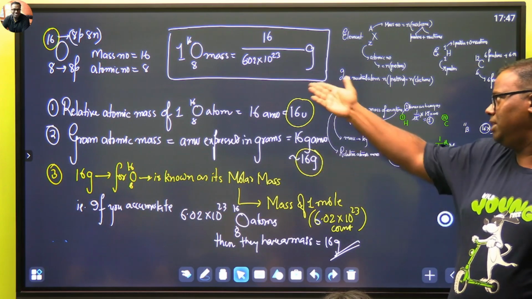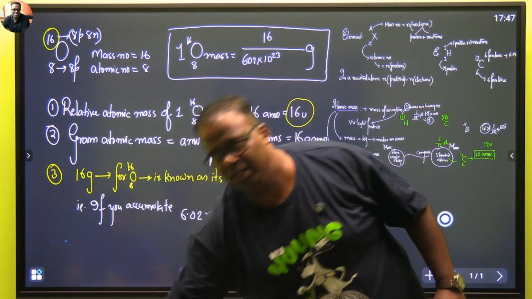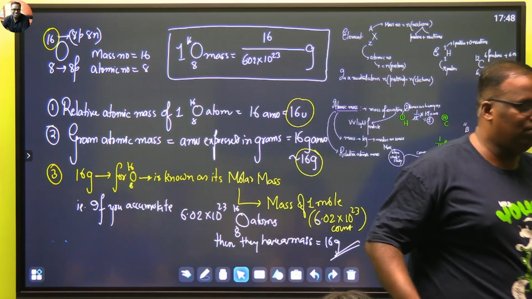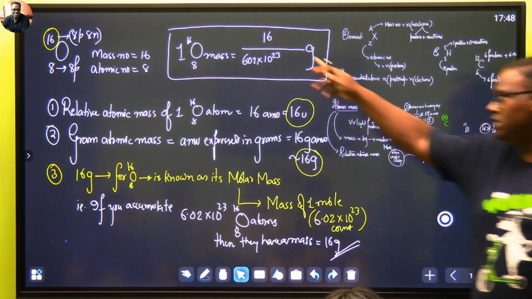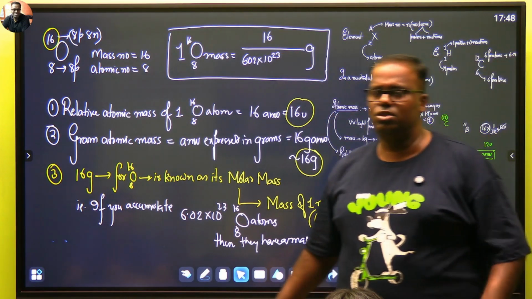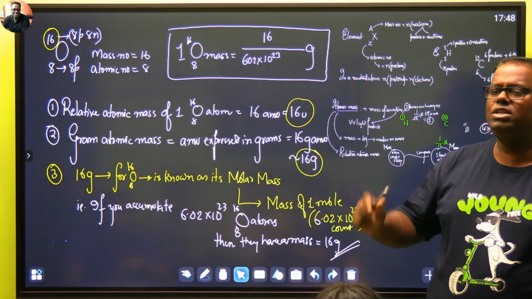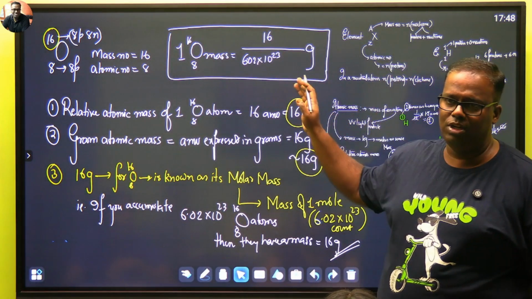So 16 multiplied by this never gives me any sort of data. 16 divided by this is why we call it the molar mass. Molar mass means mass of 1 mole. That makes sense. So whatever you see as mass number, suppose oxygen is now coming 16, and somebody asks you what is the molar mass? All you need is the periodic table. Once you get this data from the periodic table, you know everything.